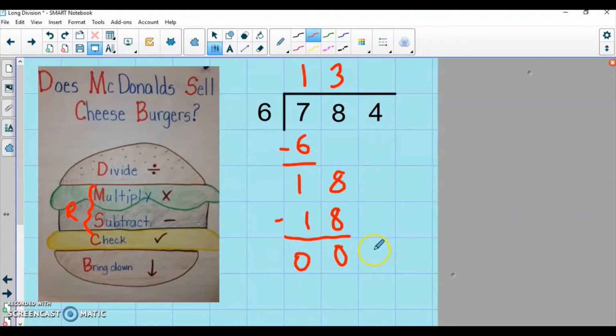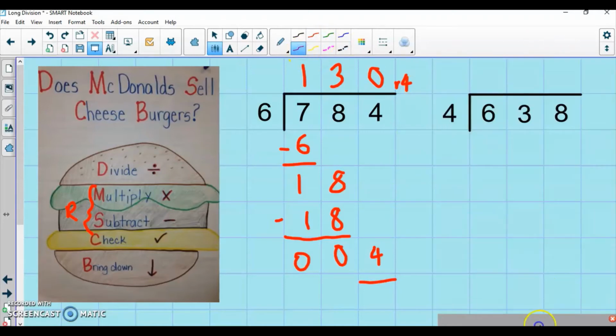I'm going to bring down my next number to see what's going on. Now I've got 4. So 4 divided by 6 is no whole groups. Which means I've got nothing to take away. 6 times 0 is nothing. So this is my remainder. My answer is 130, remainder 4. Yeah, easy.